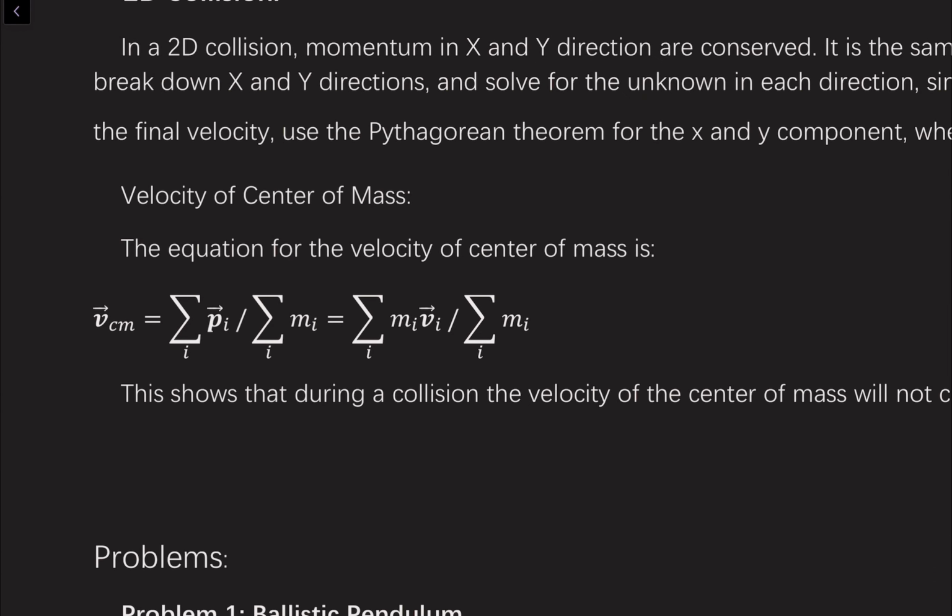Let's talk about the velocity of the center of mass. It's basically the total momentum of a system divided by the total mass. This also shows that during a collision where there's no net external force, the velocity of the center of mass will actually not change, no matter what the collision is.